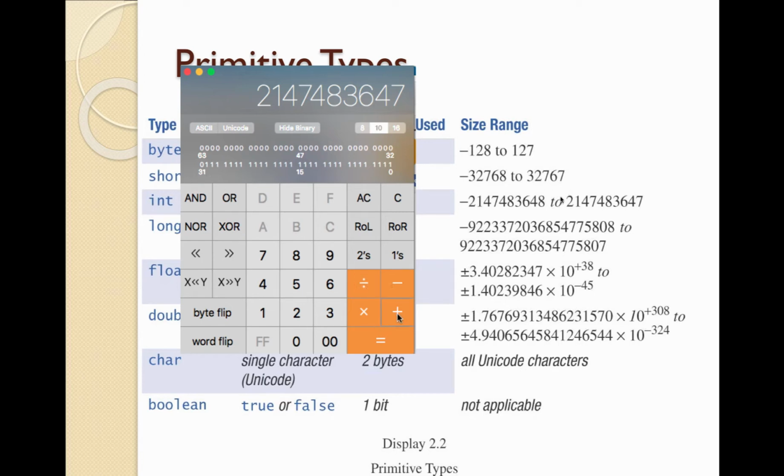The largest possible binary value will give us this: 2,147,483,647. And then the first digit, the 0, defines if it is positive, and if we put a 1 there, it's negative.